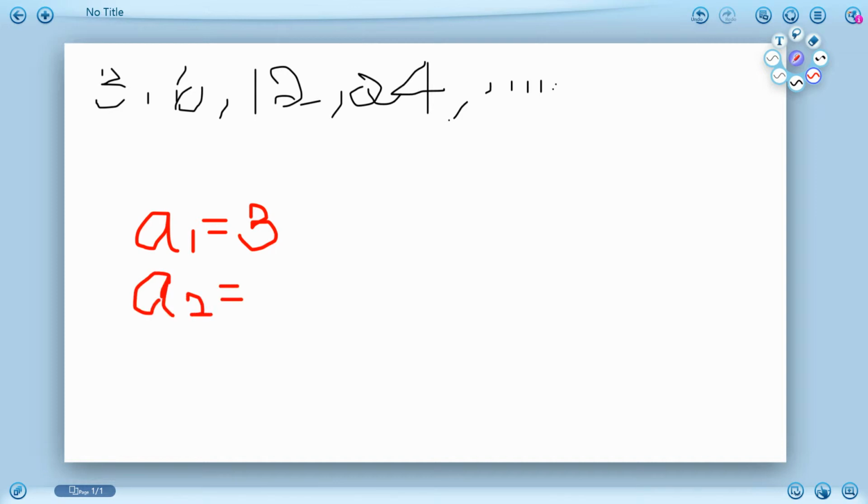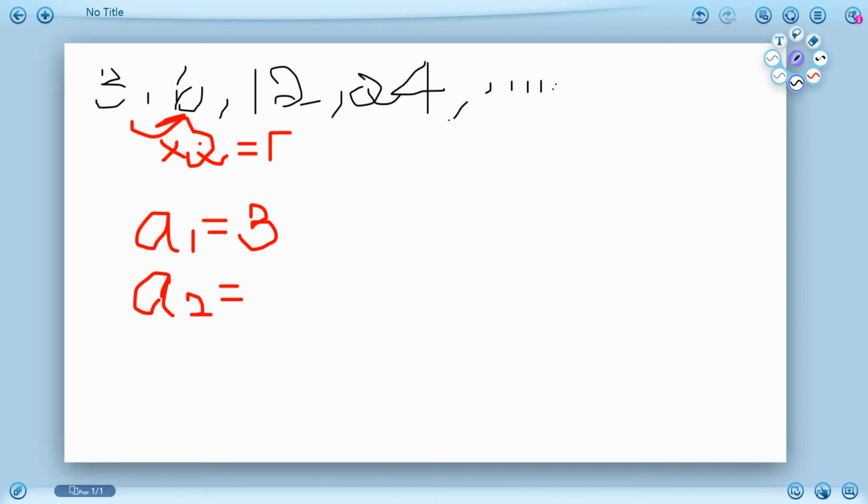Let's look at a sub 2, the second term. I want you to write this with expressions of a sub 1 and r. Remember what our r is? R is the common ratio. This time our common ratio, we're multiplying by 2, so our common ratio is 2. So our r is equal to 2.